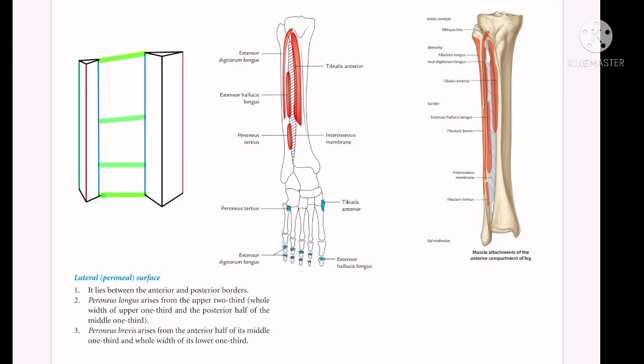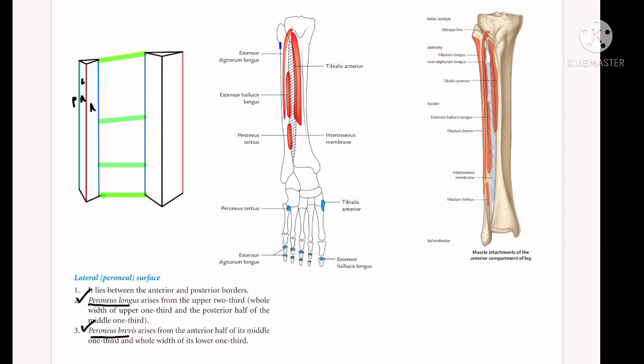Let's discuss the lateral or peroneal surface. The lateral surface lies between the anterior border and the posterior border of the fibula. So this is the lateral surface of the fibula. It gives origin to two muscles, peroneus longus above and peroneus brevis below. Actually, the peroneus longus and peroneus brevis have overlapping origins from the peroneal surface of the fibula.